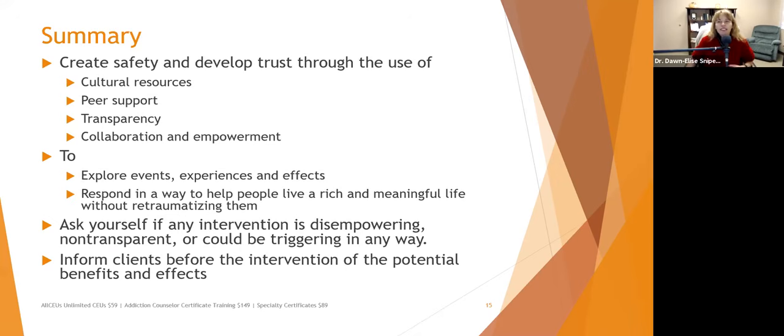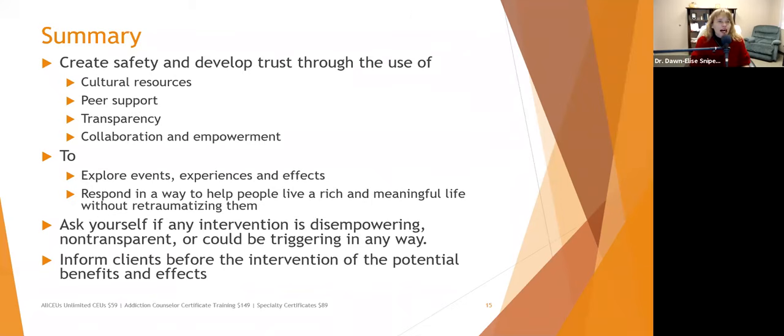Okay, so we need to create safety and develop trust through the use of cultural resources, peer support, transparency, collaboration, and empowerment. We want to do this in order to help clients feel safe enough to explore events, the experiences of those events, and the effects of those events, and respond in a way to help them live a rich and meaningful life without re-traumatizing themselves. We want them to be able to accept and experience reality without feeling like they are going through the trauma over and over and over again.